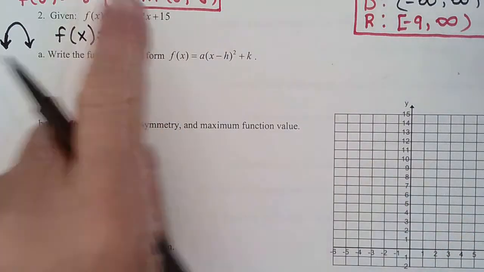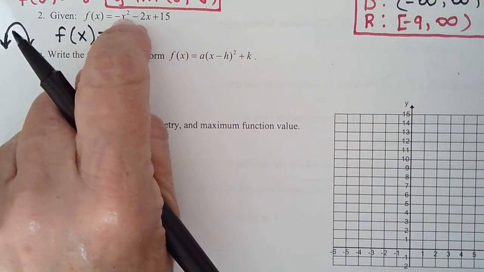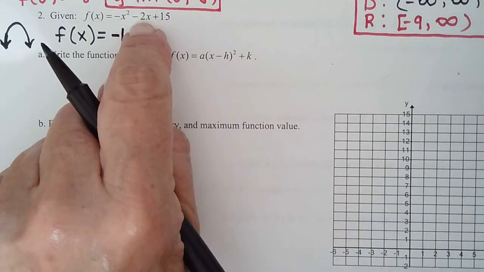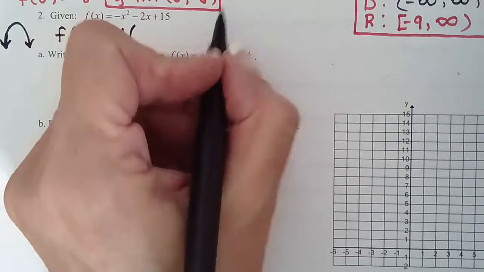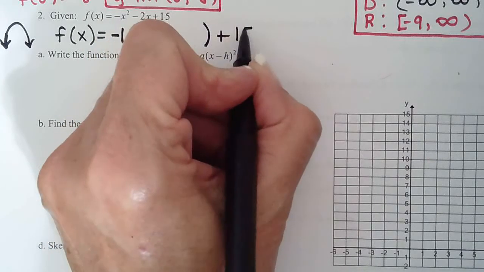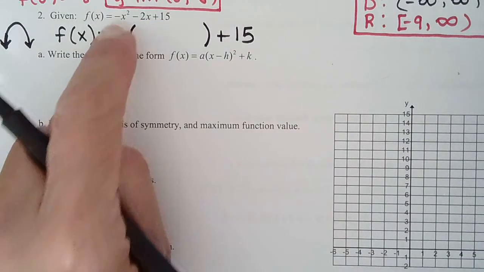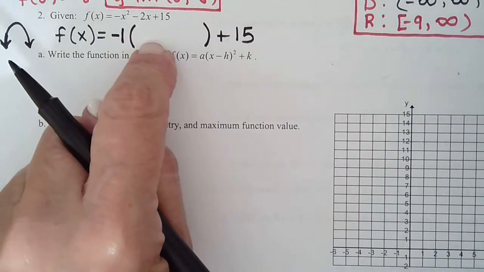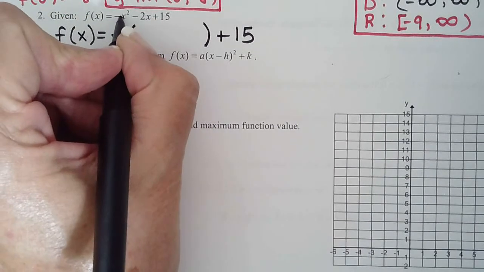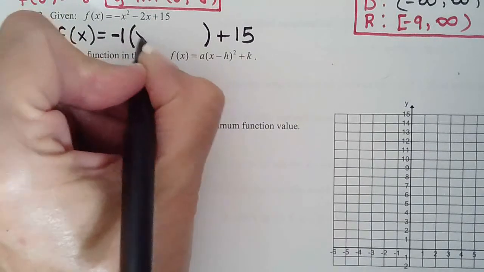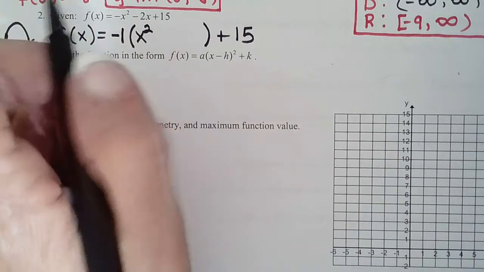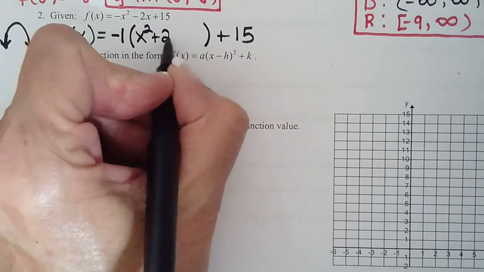And remember, that -1 just got taken out of every single term. So you can't just take it out of, the 15 is going to be outside, so we can ignore that. But it has to be taken out of this term, and it has to be taken out of that term, because those are going to go inside parentheses. So -x squared divided by -1 is positive x squared. -2x divided by -1 is positive 2x.